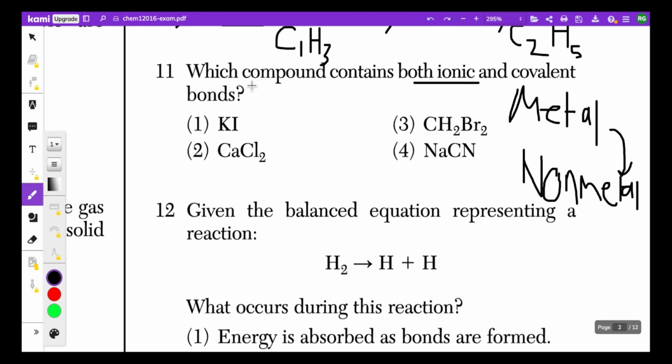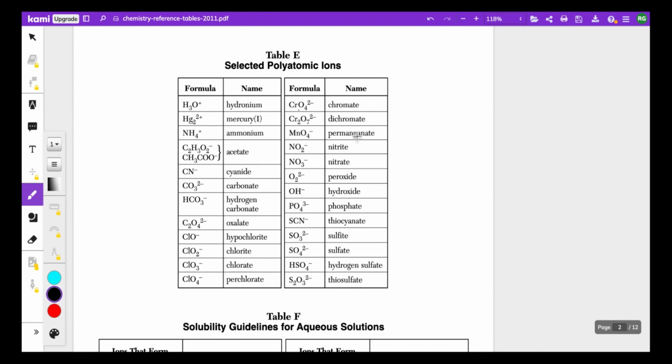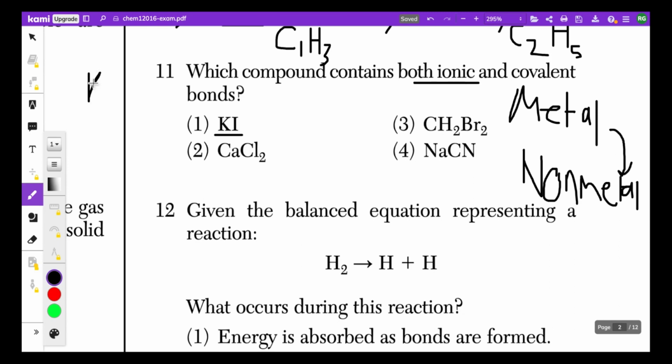Now, your first step is to identify which of these compounds has one of these ions, okay? That's what you're looking for first. In this case, KI, K is an element, I is an element. It's not a polyatomic ion. So 1 can't be our answer. CaCO2, they're all elements, right? There's a metal and a non-metal, but there's no polyatomic ion. So this can't be our answer. Answer choice number 3, is there a polyatomic ion here? No. So answer choice 3 can't be our answer, and answer choice 4 is our answer.